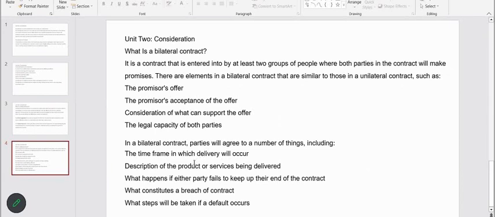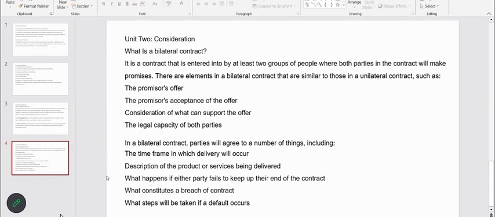So here, I further emphasize the bilateral contract and what it means, all right? A contract is entered into by at least two groups of people where both parties in the contract make promises. The elements in a bilateral contract are similar to those of a unilateral one, such as promisor offer, promisor acceptance, consideration that can support the offer, and legal capacity of both. That means once you agree, both parties agree to the terms and conditions set out in the contract.